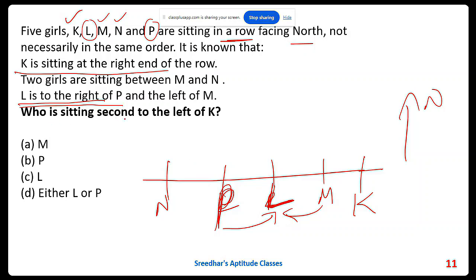Now the question is, who is sitting second to the left of K? So here is K, second to the left of K is 1, 2, L. So answer C. It's L. Some of you said M also, but the answer is actually L. Right? Clear? Again, quite easy, but again, time is less, and in that hurry, you may make some mistakes. Otherwise, conceptually not a difficult seating arrangement question. Okay, moving to the next one.